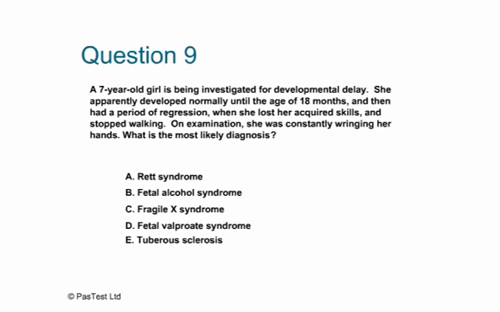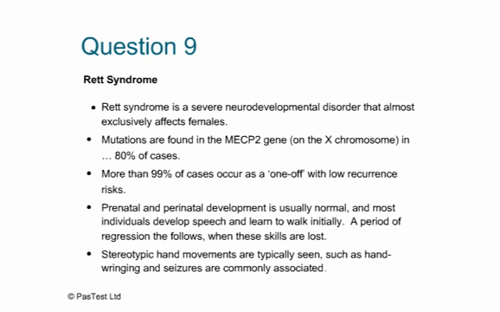This is a classical presentation of Rett syndrome. The regression in the 2nd year of life and the hand-wringing action are classic presentations of Rett syndrome in a young girl. This condition almost exclusively affects females, for reasons that aren't entirely clear. It's an X-linked dominant condition due to mutations in the MECP2 gene, in most cases, and the vast majority of cases occur as one-off sporadic mutations with low recurrence risks. The classic presentation is that of normal development followed by regression, and the stereotypic hand-wringing motion is very characteristic of this condition.